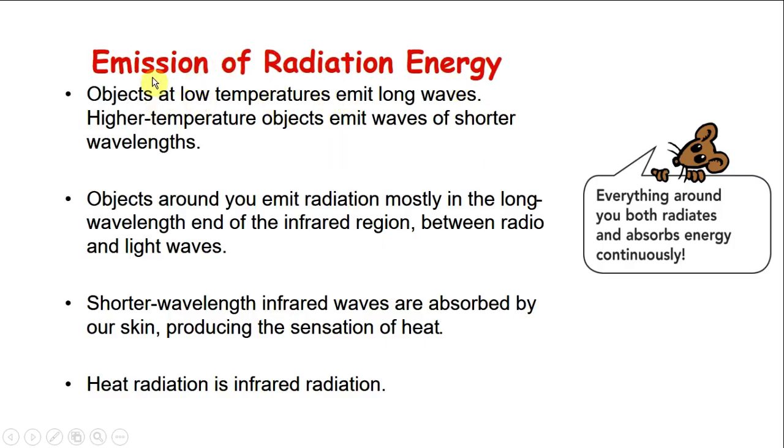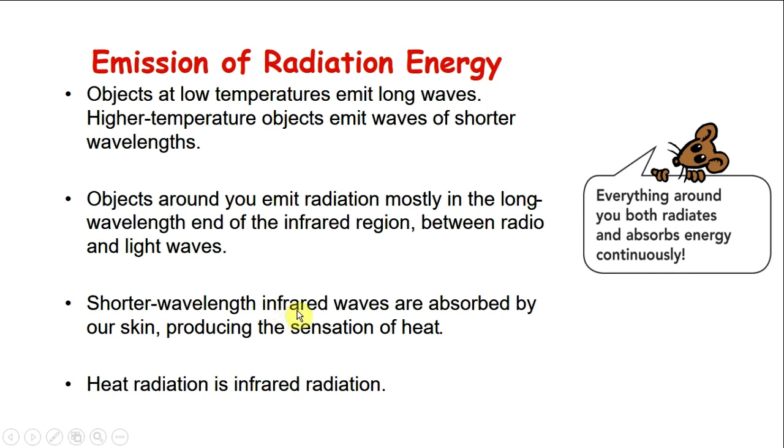Emission of radiation energy. Some objects, well, in fact, all objects, emit radiation energy. Now, objects at low temperatures emit longer waves. However, higher temperature objects, hot objects, emit waves of shorter wavelengths. So objects around us emit radiation, mostly in the long wavelength end of the infrared region, between radio and light waves.